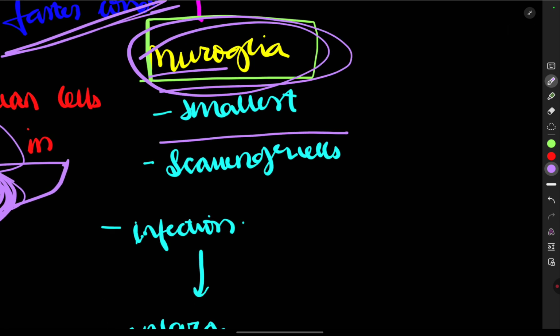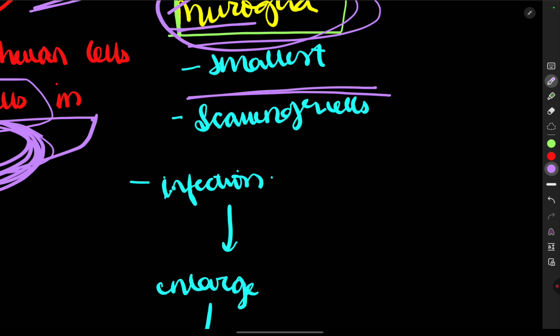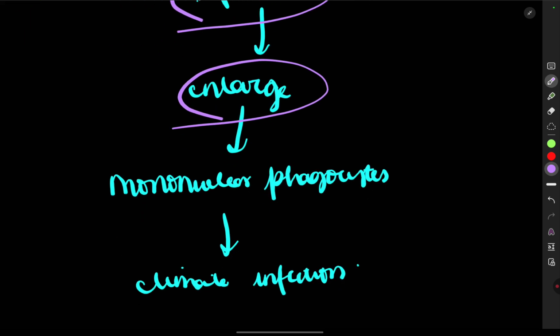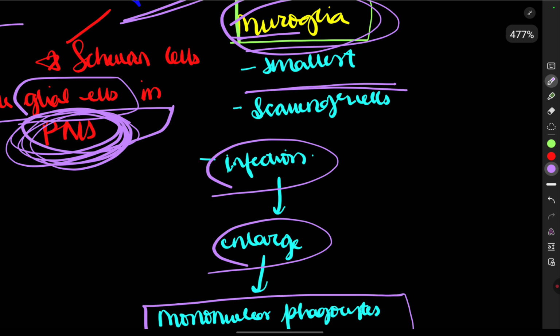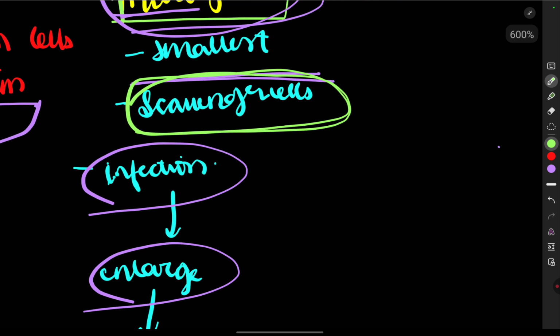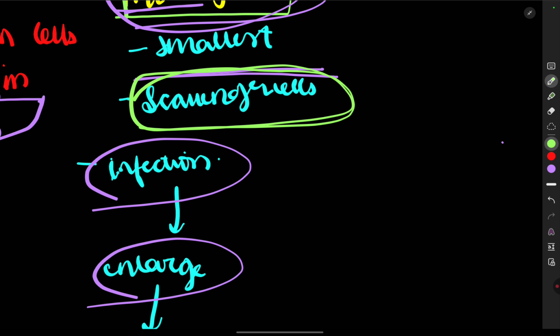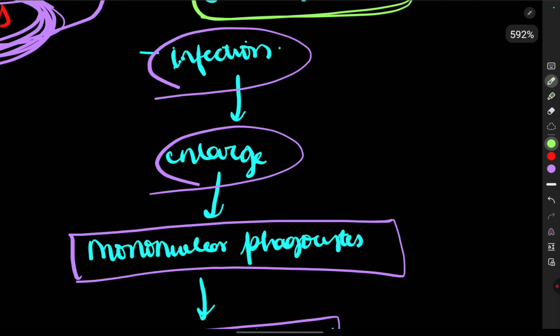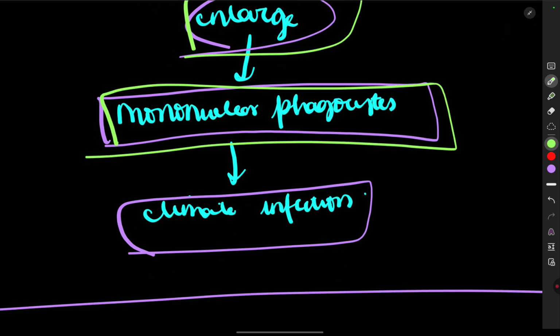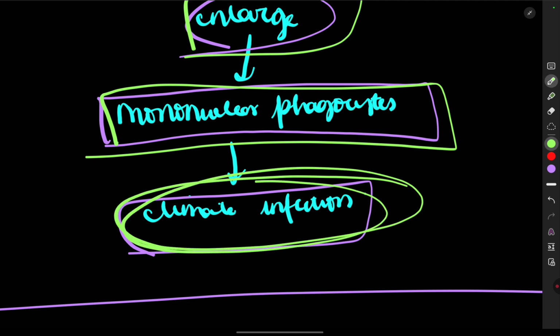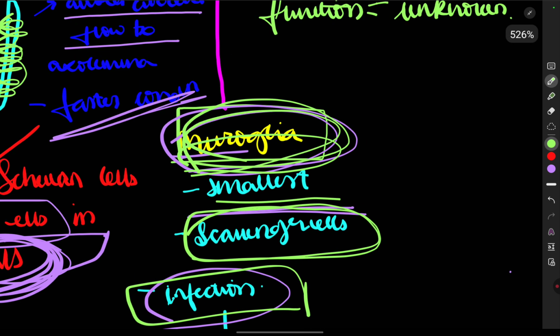Now microglia. It is the smallest, it is in the name itself. If infection is caused, these cells enlarge and form mononuclear phagocytes to eliminate the infection. I have written it in a flowchart manner so that it will be easier for you to understand and also write the same in the exams. These are called the scavenger cells. What do scavengers do? They feed on the dead substances. So the microglia are the smallest. They help in phagocytosis. If there is some infection, these cells enlarge and eliminate the infection.